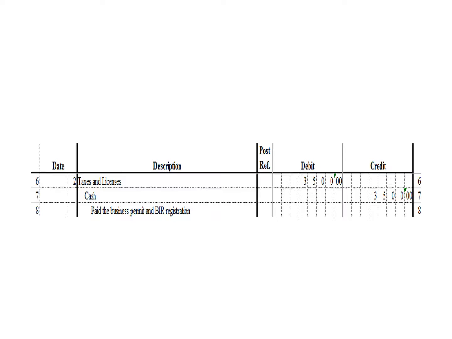Our credit entry, okay, we have a credit to cash. So again, credit entry should be indented to distinguish it from the debit entry. Credit cash, 3,500. We had credited cash because cash decreased because there's a payment. Then we write the description. Paid the business permit and BIR registration.